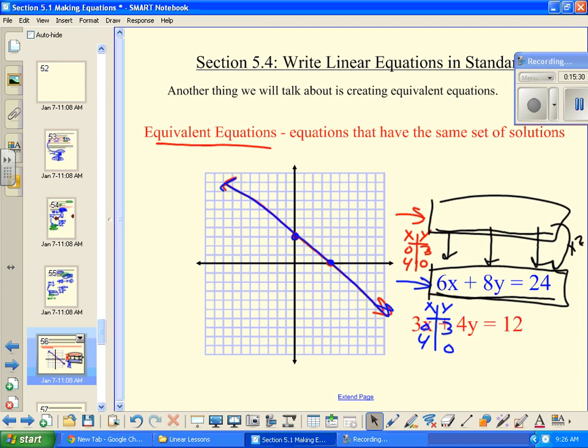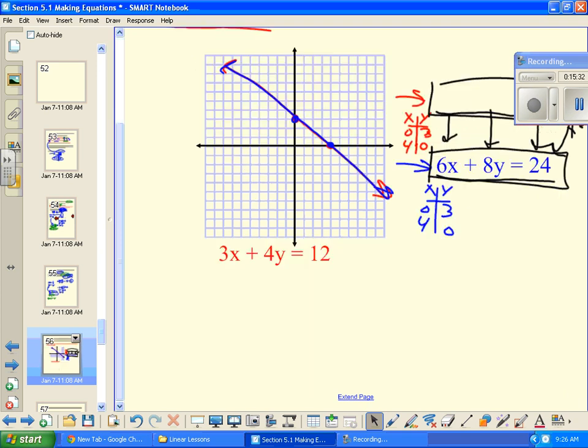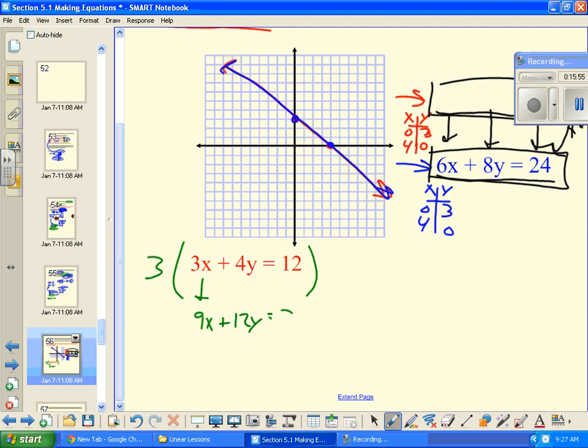Okay, I'm going to take this red equation down here. Say I want to make another equation that's equivalent to 3x plus 4y equals 12. Well, all I have to do is put a big parentheses around it to say that I'm going to multiply it all by something. I could just multiply it all by 3 instead. So if I multiply every single number by 3, well, what do I get? I get 9x plus 12y equals 36.